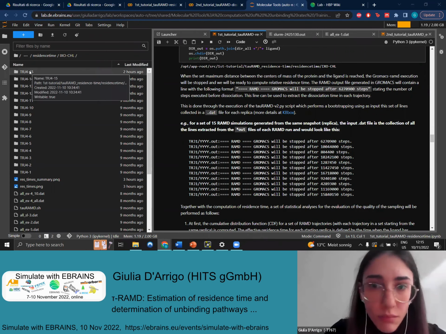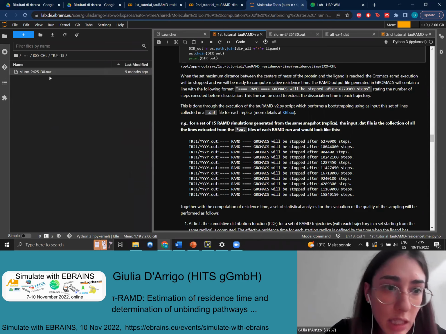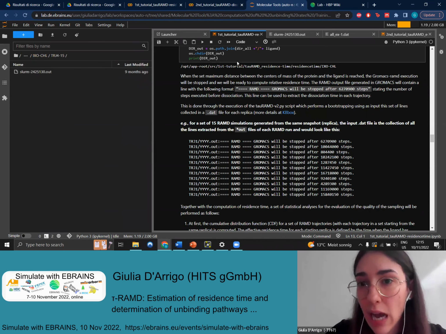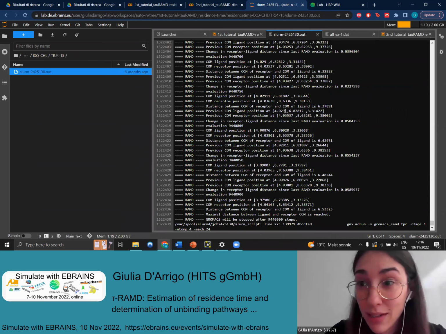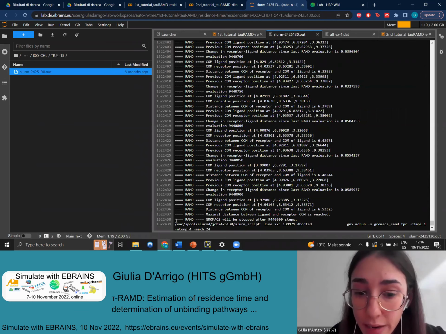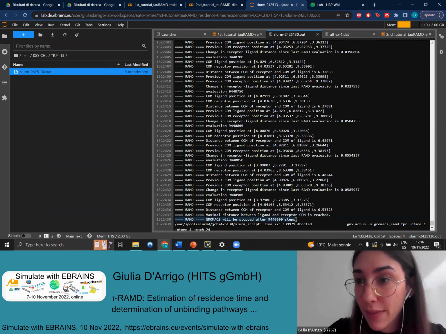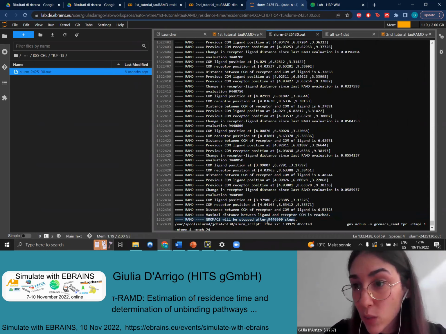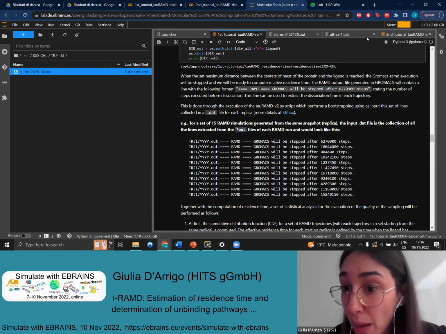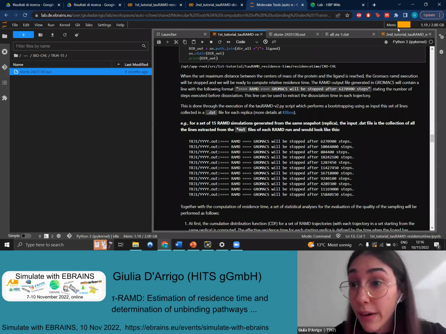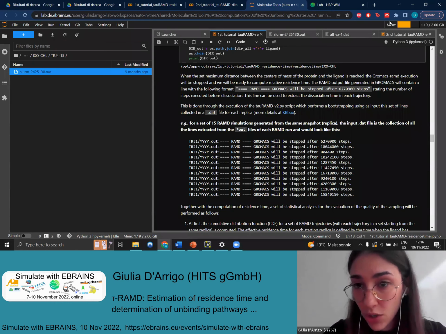And if we go inside, let's say, this folder, you will see that you have this out file that I don't know if you managed to open, because it might take a while since it's a very long file. But you will see here at the end you have this sentence. This is the sentence we are interested in, because basically what it does is state the number of frames that are executed before the dissociation.